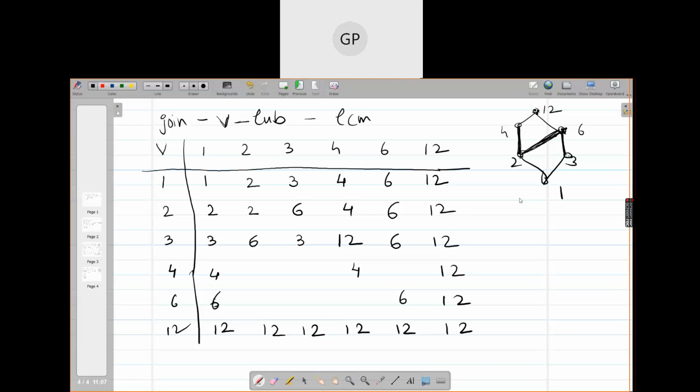What is the join of 4 and 3? Or 4 and 2? What is the join of 4 and 2? बताओ.